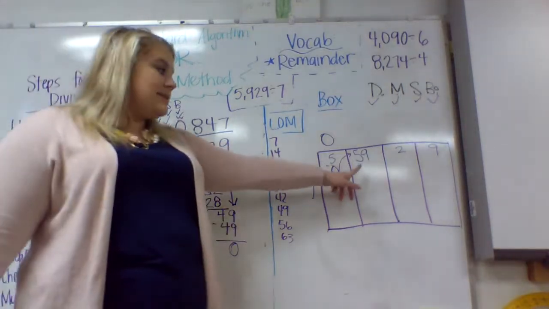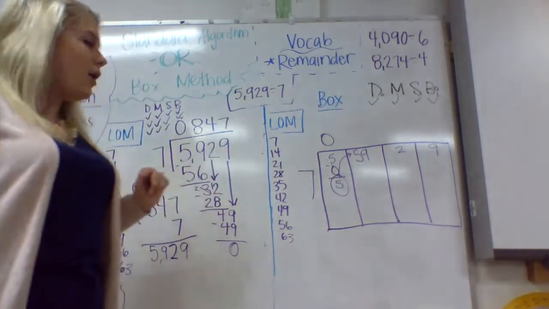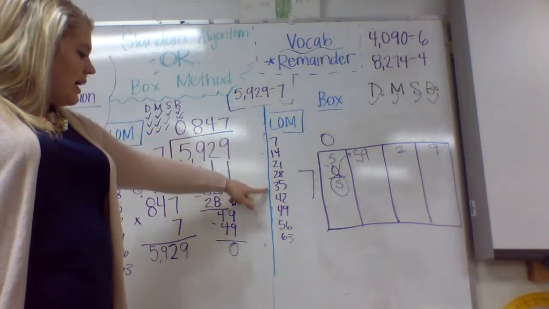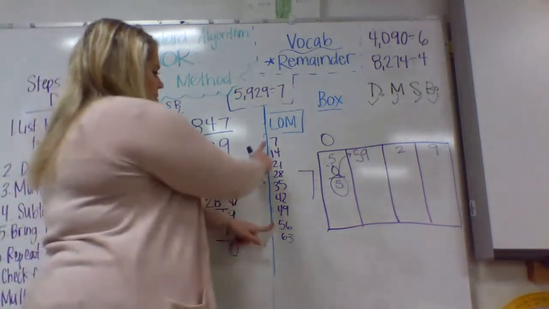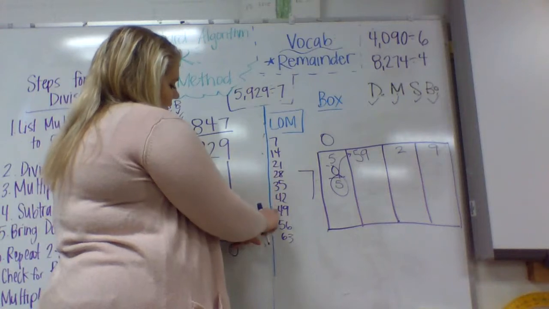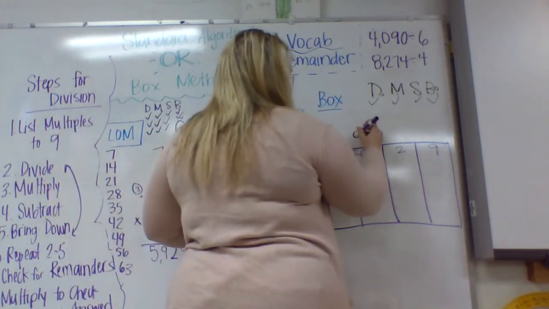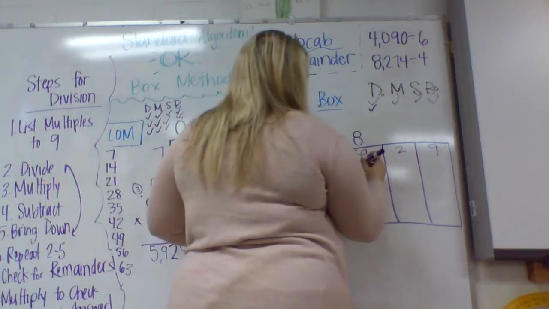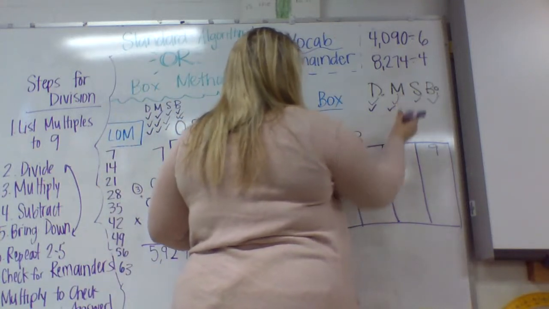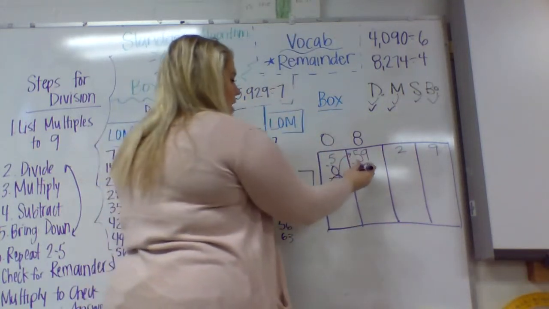How many times can 7 go into 59 without going over? How close can I get? Oh, 63 is too much, so I need to go back. And that is 1, 2, 3, 4, 5, 6, 7. That is 8 times. 8 times 7 is 56. Now I'm going to subtract.